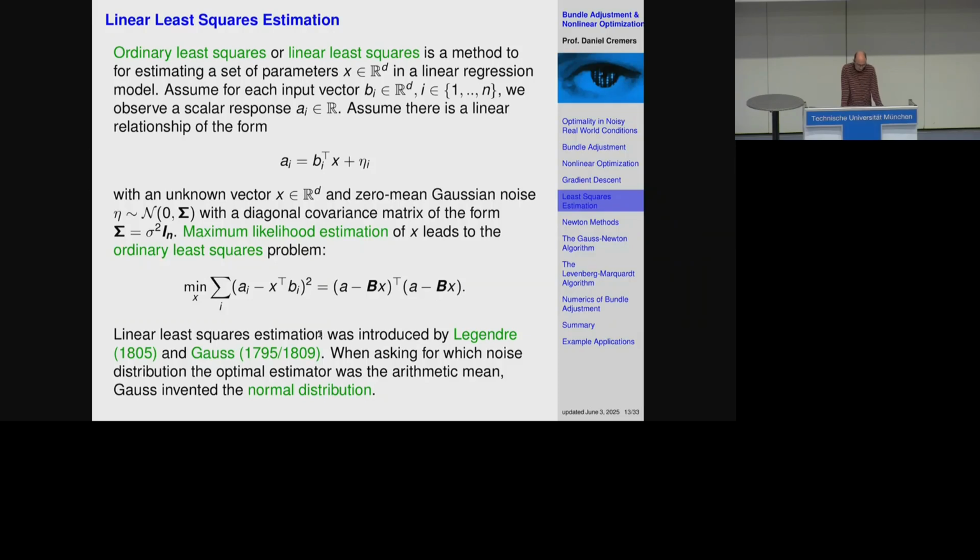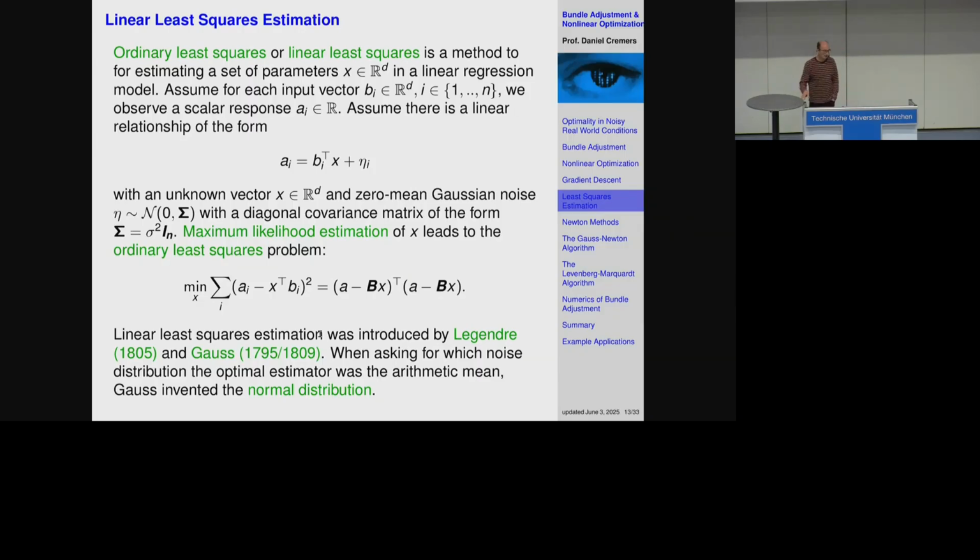This idea is called linear least squares estimation. It was introduced by Legendre in 1805 and independently or in parallel by Gauss around 1800 as well. In fact, this is an important development. This is where the Gaussian distribution emerged. In fact, it didn't fall from the sky.